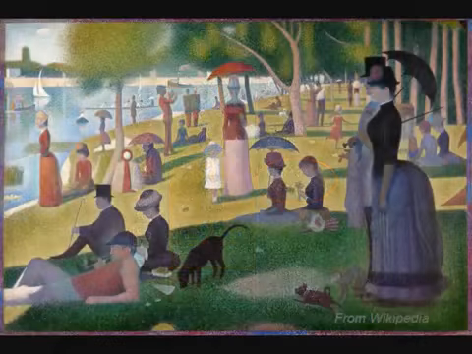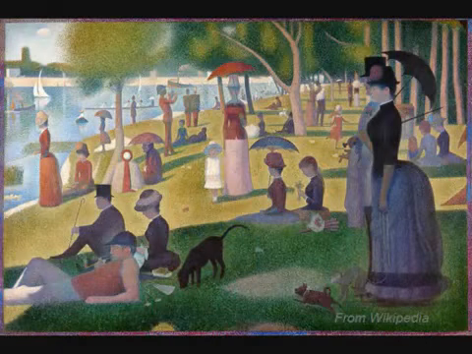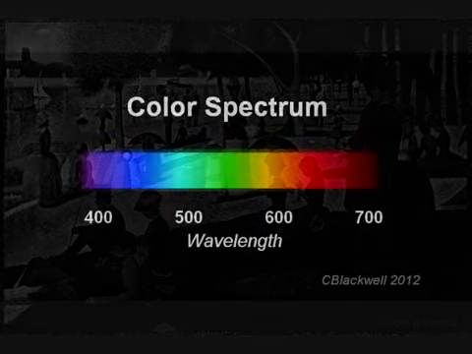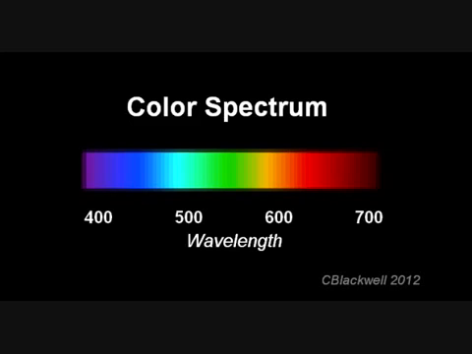The cones function in bright light and give us our color vision. In dim light, rods give us grayscale vision like this. They do not contribute to color vision in daylight. Estimates of the total number of colors we can distinguish range into the millions. How do you sense such a wide range of colors?